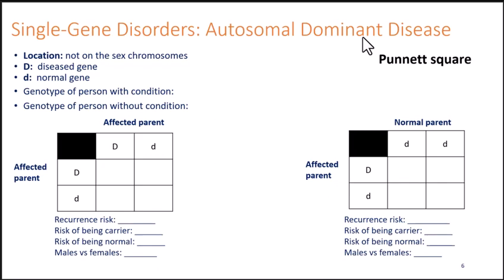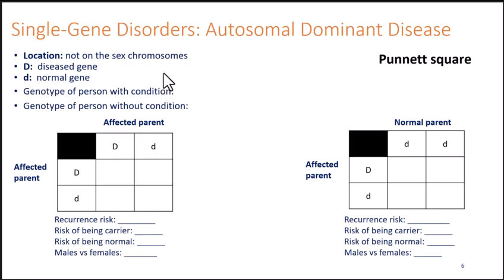And so a reminder that when we talk about the autosomes, we're not talking about the sex chromosomes. So we're only looking then at chromosomes 1 through 22. In this situation, because it's an autosomal dominant disease, we're going to represent the disease gene as capital D, because the disease again is dominant. And so the normal one is going to be represented by lowercase d.